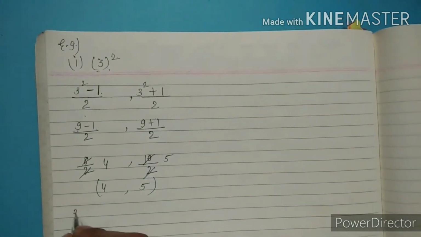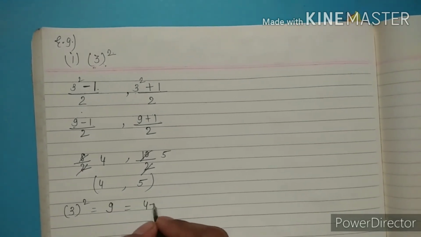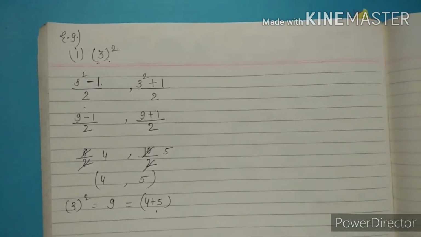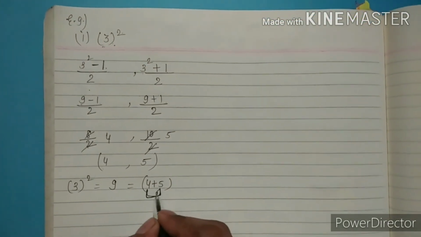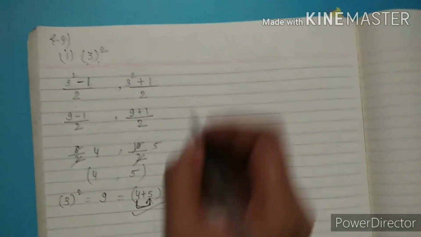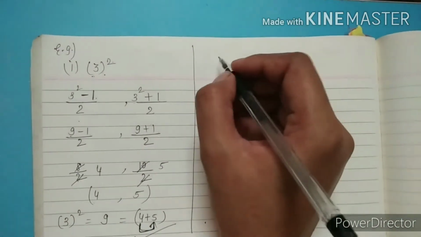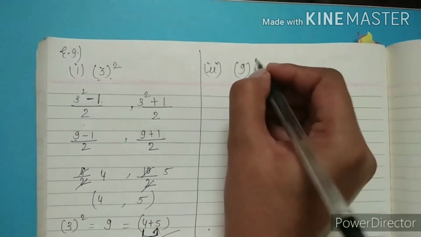Let's see. 3 square is 9, and 9 can be represented as 4 and 5. Is that correct? And are they continuous or not? After 4, 5 is coming, or not? Yes, it is coming. It means we did it correctly. Next, we are going to see the example for 9 square.